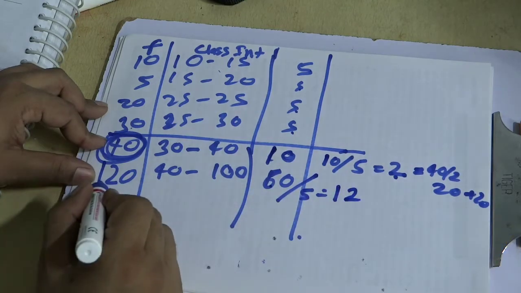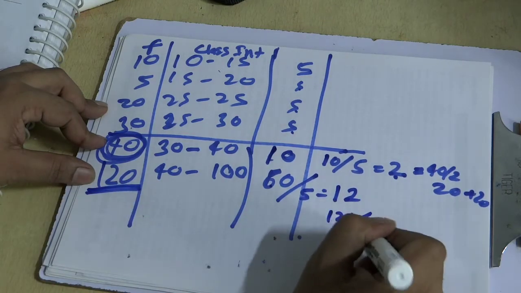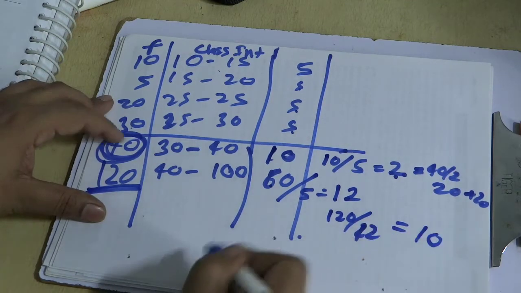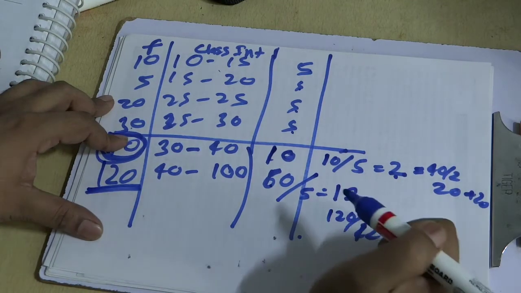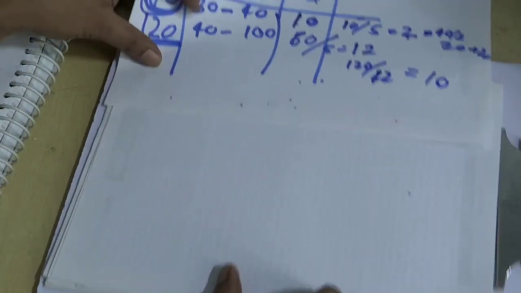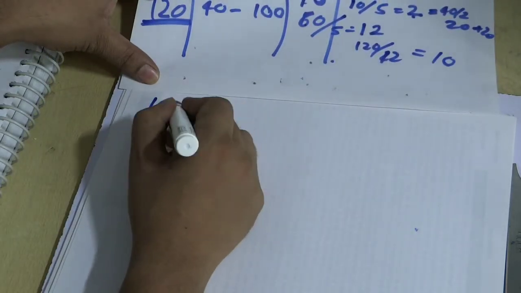12. So we have to divide this 120 by 12, that will be 10. So we have to put 10, not 120. How will we do this? Again, I'm giving another example.